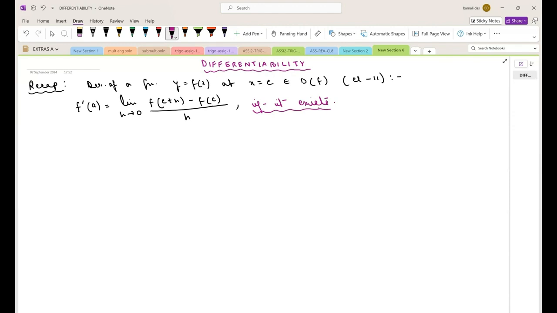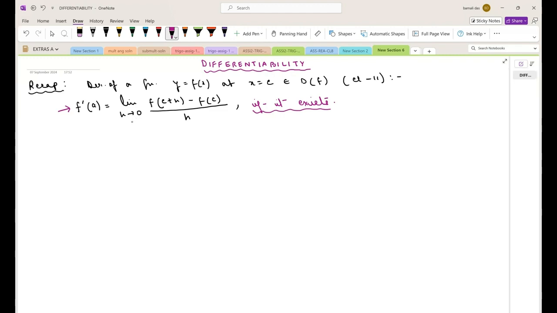But in class 12, given a function and given a point in its domain, we will have to check whether the function is differentiable at that point or not. That is, whether this limit exists or not. So that is what we mean by checking differentiability of a function. If it is differentiable, only then can we say that the derivative exists, and then we write the definition of the derivative as this. So first we have to check whether this limit exists or not.